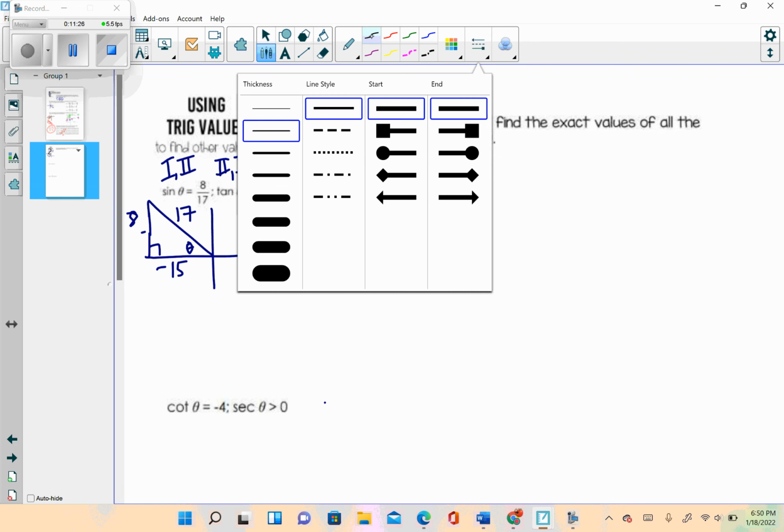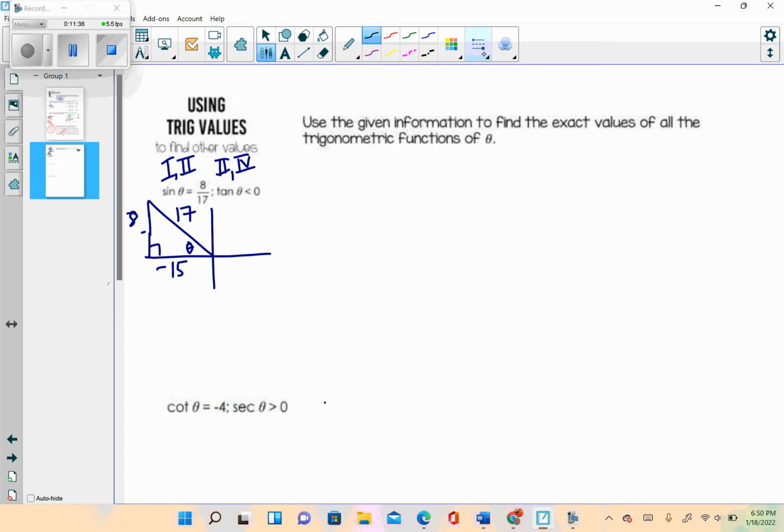Now, from here, I already know sine. I know sine, so that means I need cosecant. I need cosine.